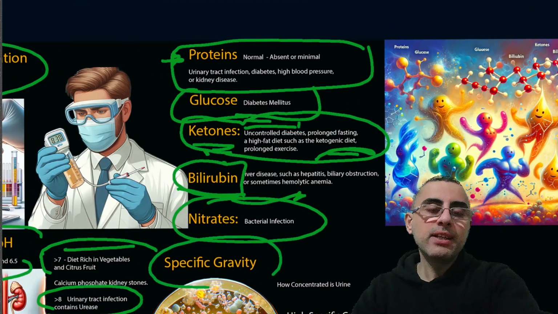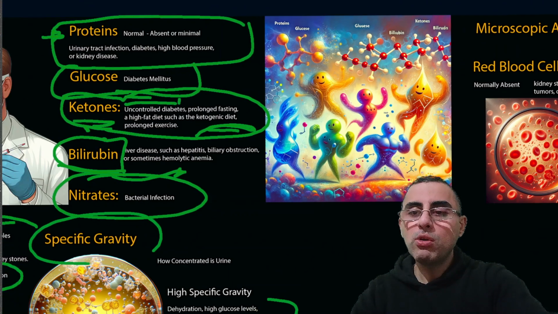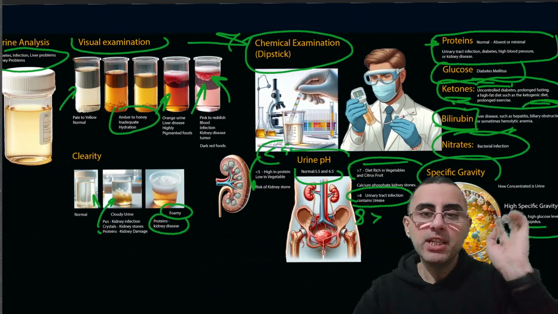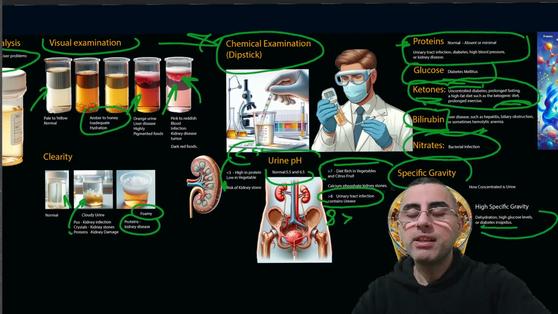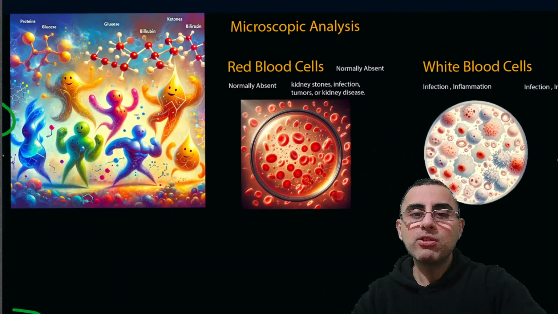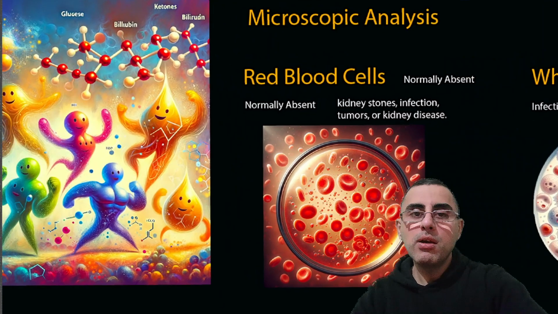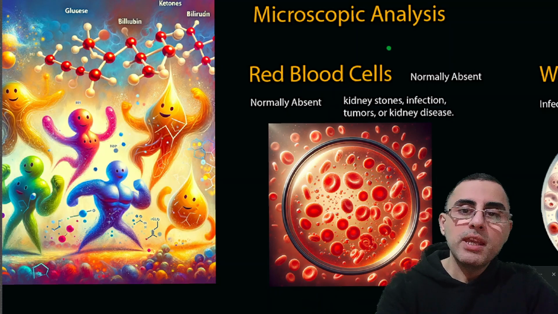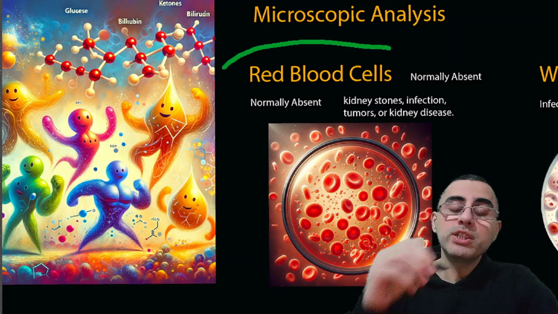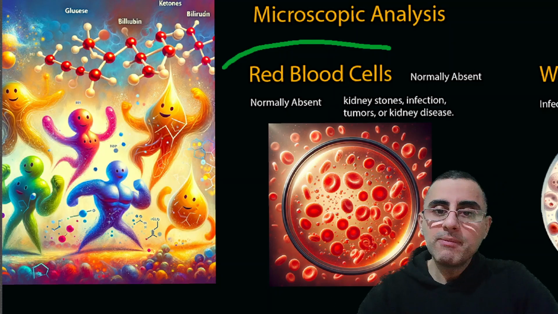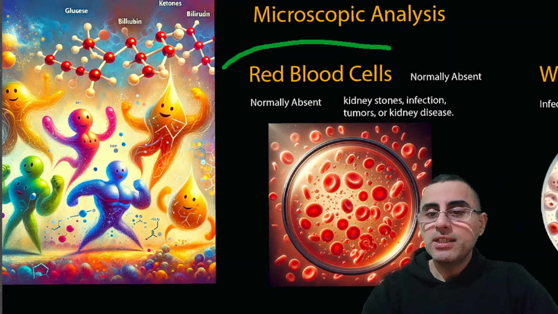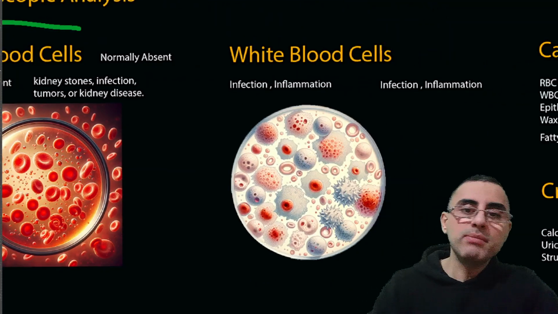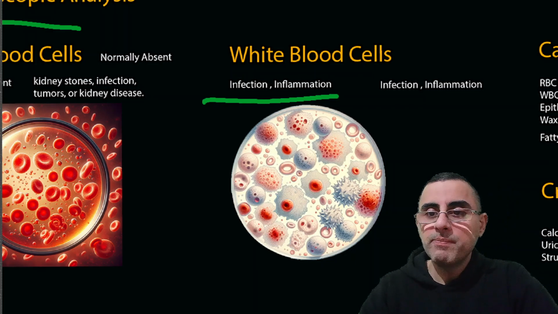And we have another type of analysis. It is called microscopic analysis. So we had first visual examination, second chemical examination, and third microscopic analysis. We examine urine under the microscope. For example, if we find red blood cells, which normally should be absent, it can indicate kidney stones, infection, tumor, or kidney disease. White blood cells mean infection or inflammation.